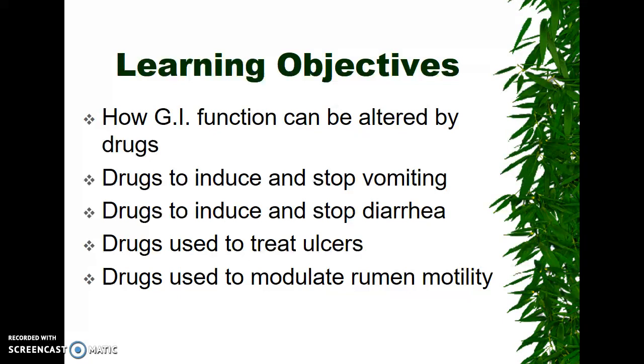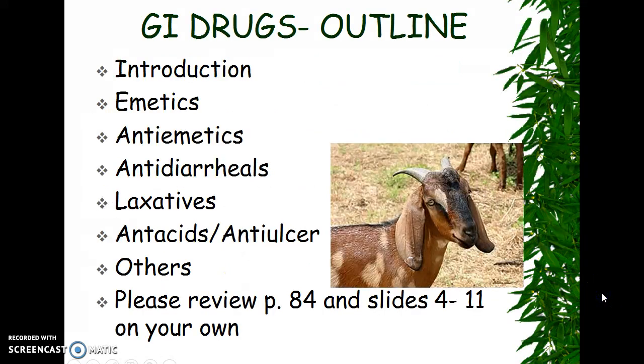In particular, a couple of conditions that, while they may be protective, eventually we want to stop, and that is vomiting and diarrhea. We also need to treat ulcers, which is not an uncommon thing in a variety of animals, not just our small animals. And then we're also going to talk a bit about rumen motility and how we treat that for ruminants.